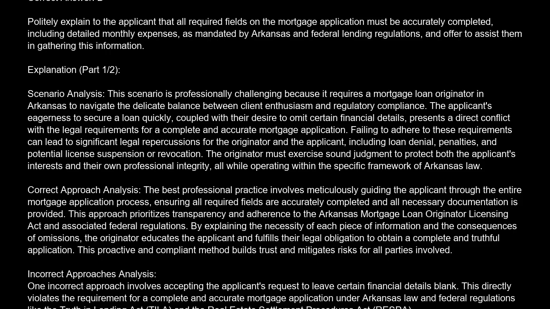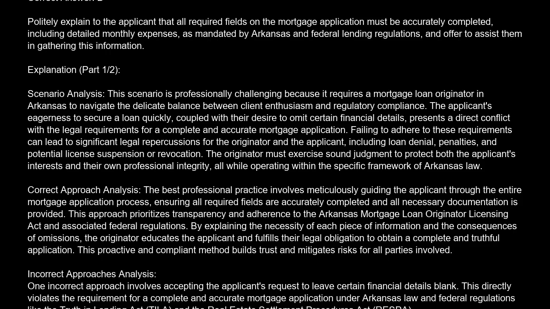By explaining the necessity of each piece of information and the consequences of omissions, the originator educates the applicant and fulfills their legal obligation to obtain a complete and truthful application. This proactive and compliant method builds trust and mitigates risks for all parties involved.